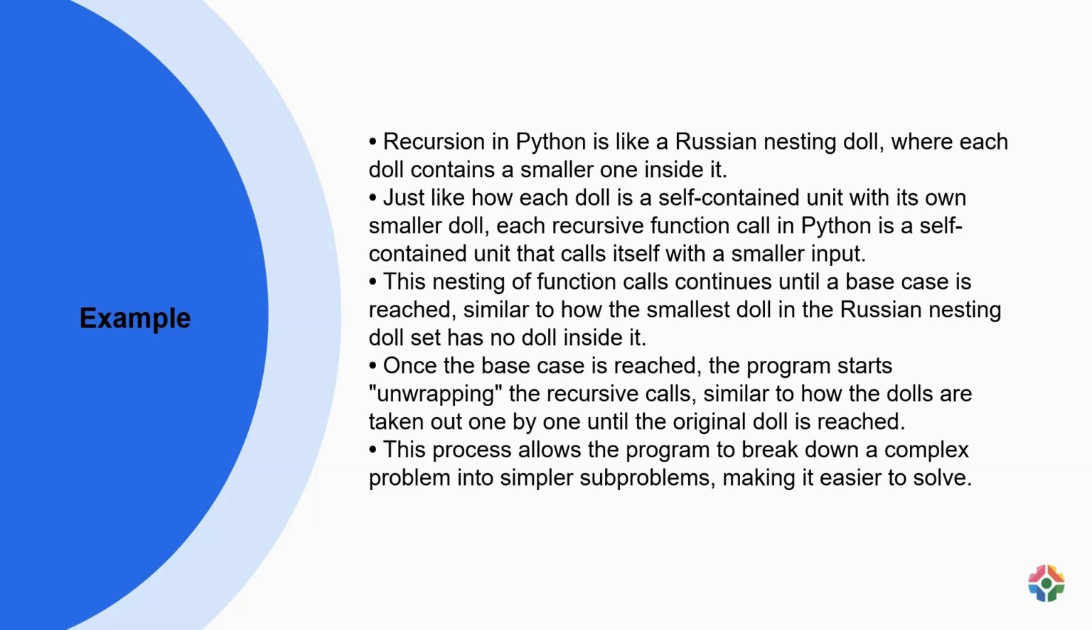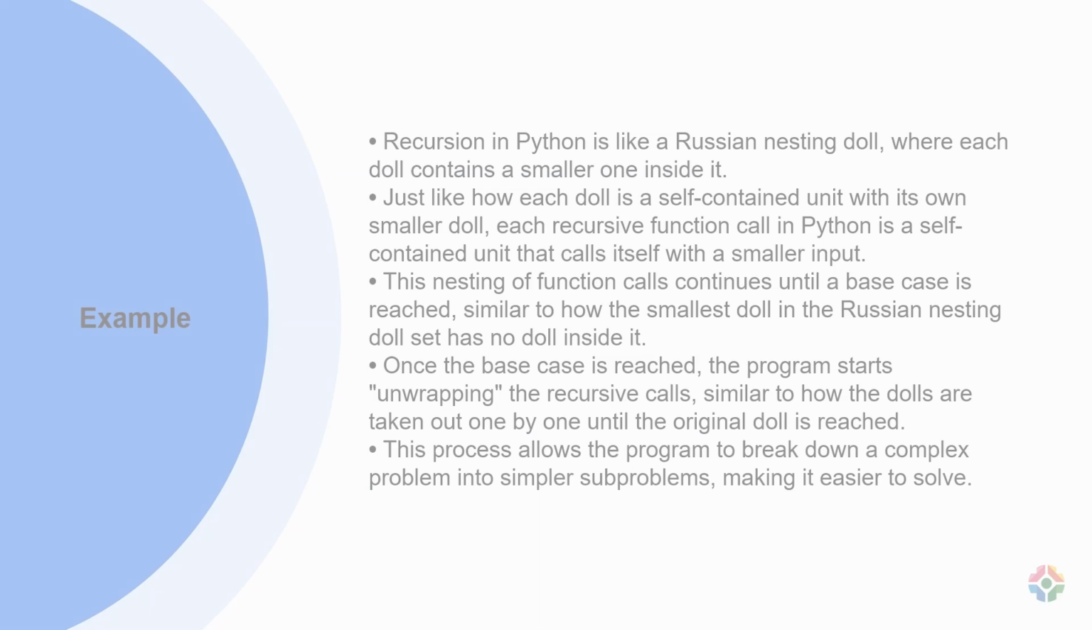Recursion in Python is like a Russian nesting doll, where each doll contains a smaller one inside it. Just like how each doll is a self-contained unit with its own smaller doll, each recursive function call in Python is a self-contained unit that calls itself with a smaller input. This nesting of function calls continues until a base case is reached, similar to how the smallest doll in the Russian nesting doll set has no doll inside it. Once the base case is reached, the program starts unwrapping the recursive calls, similar to how the dolls are taken out one by one until the original doll is reached. This process allows the program to break down a complex problem into simpler subproblems, making it easier to solve.